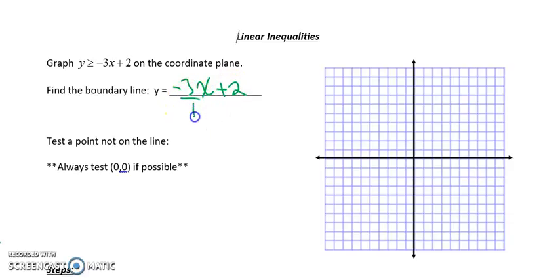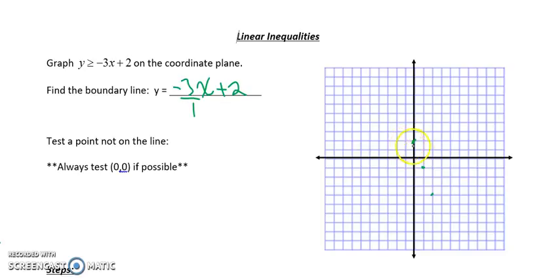We're going to use rise over run. So we're going to go to this graph and start at positive 2 on the y-intercept, and then we're going to do negative 3 over 1. So go down 1, 2, 3 over 1. That's negative 3 over 1, and it's a negative slope, so you're going to go down 1, 2, 3 over 1. And then you're going to connect the dots, okay?